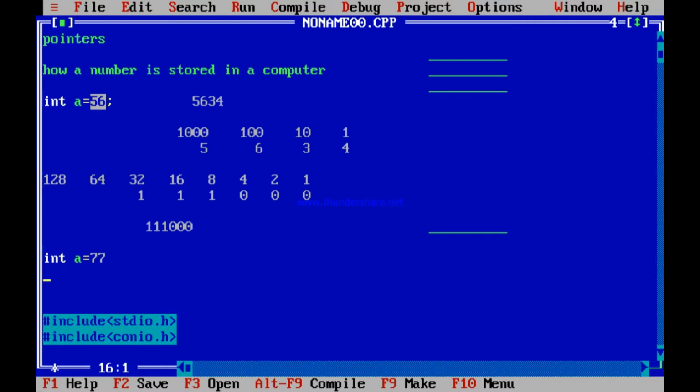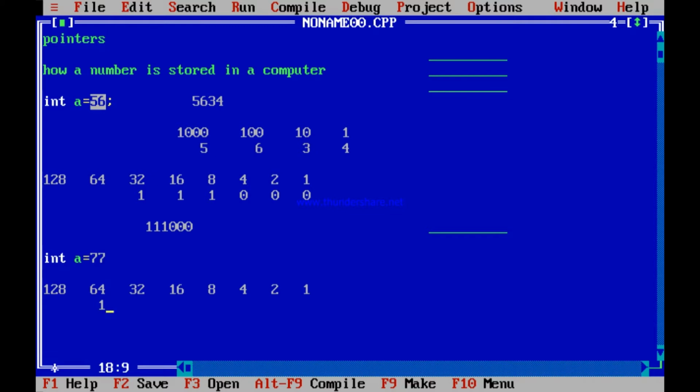However, if I think from 128, then 64, then 32, then 16, then 8, then 4, then 2, then 1, suppose 77. Now, does 128 fit? Answer is no. 128 does not fit in 77, but 64 does. So a 1. If I fit 64, I'm left with 13. 32, will it fit within 13? No, 0. 16, will it fit within 13? No, 0. But 8 will fit within 13, so a 1.